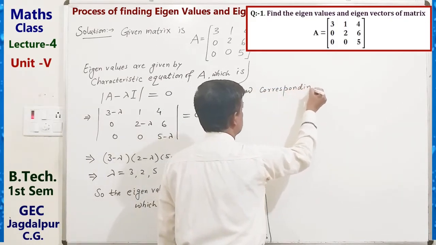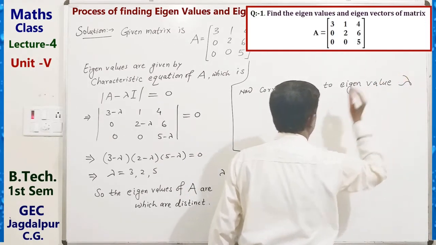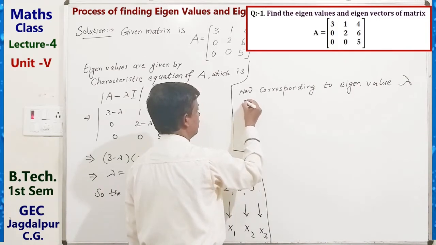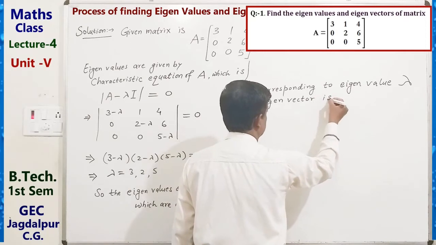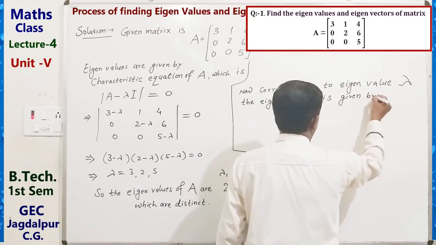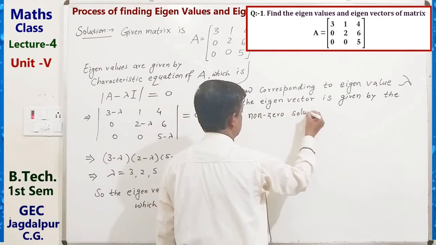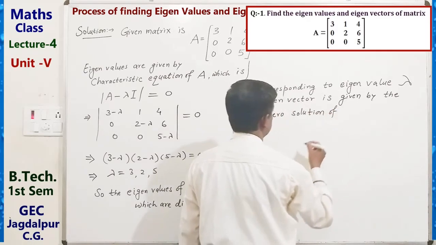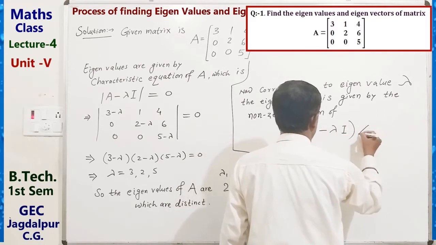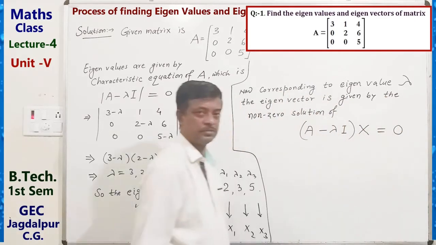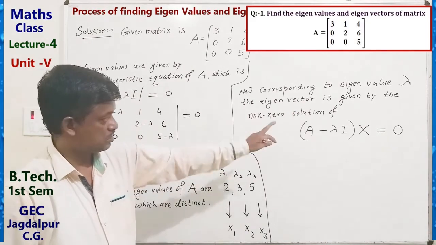Corresponding to eigenvalue lambda, the eigenvector is given by the non-zero solution of A minus lambda I times x equals 0. This is a homogeneous system of equations.